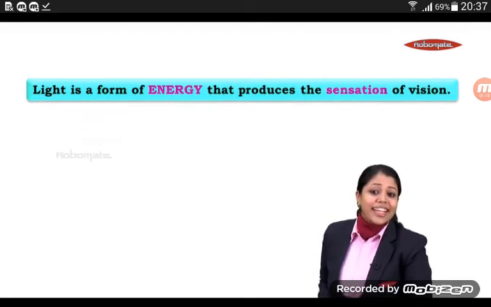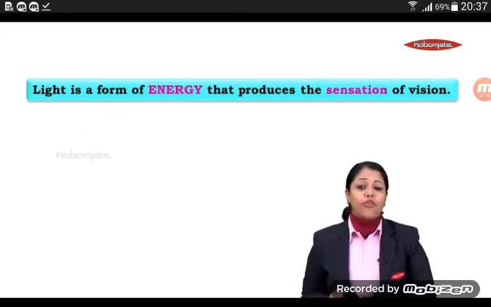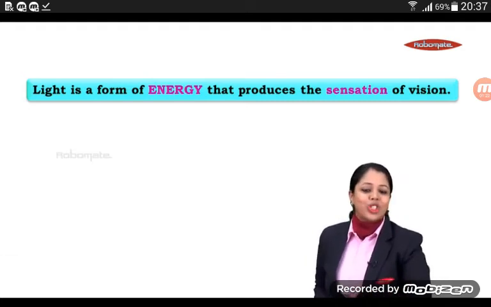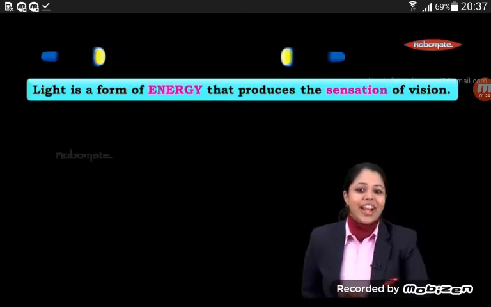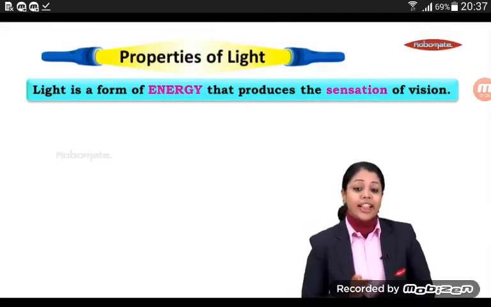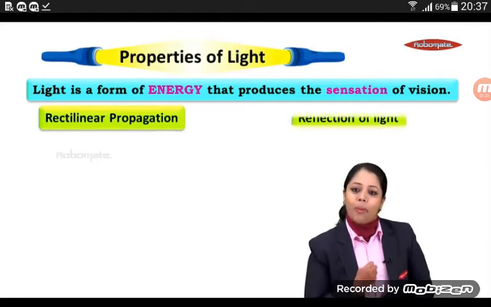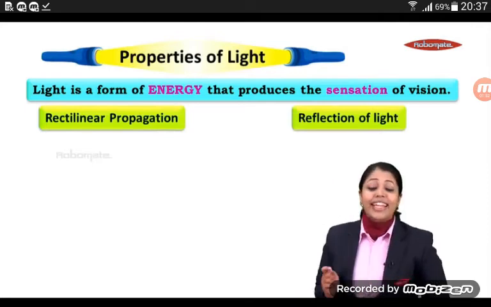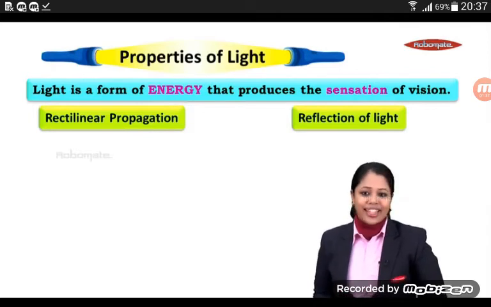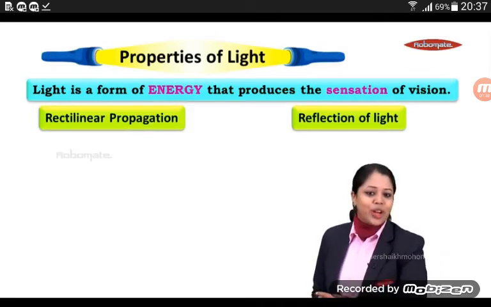So what exactly is light? Light is a form of energy that produces the sensation of vision. Now students, let's understand what are the properties of light. Light has two important properties. One is rectilinear propagation and the second one is reflection of light. Let's understand each one of them.